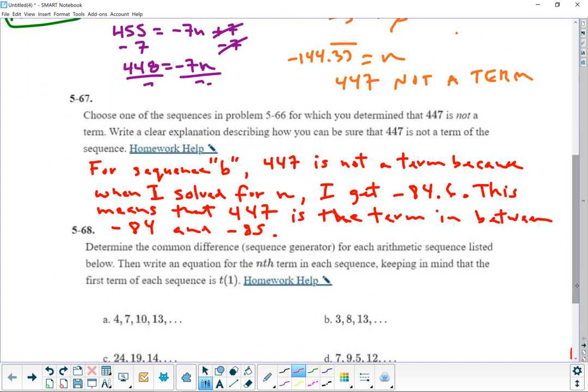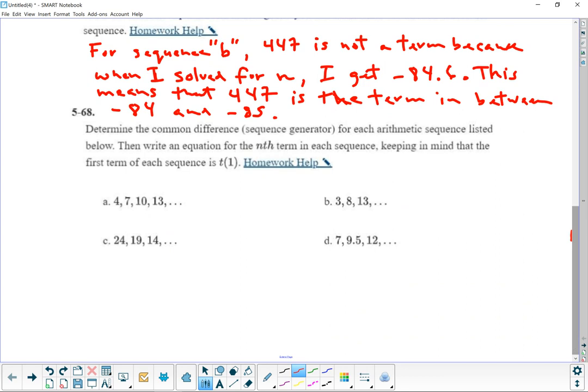Okay, last one. Okay, determine the common difference, the sequence generator for each arithmetic sequence listed below. Then write the equation for the nth term of the sequence. And this is what we learned today. So hopefully you guys do not need help with this and you're just using this to check your answer. Don't be lame. Try it out first. Don't watch the video until you've tried it out and not succeeded, or until you've succeeded and you want to check your answer. Okay? So pause it here if you haven't done it yet.